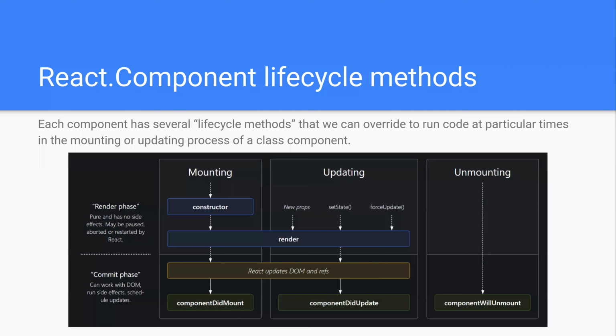Unmounting is when a component is no longer visible in the DOM, if we want to delete it from the DOM. We'll see it later on when we handle routing and pages. But for now, what's important is mounting and updating. Let's see in practice how that works.